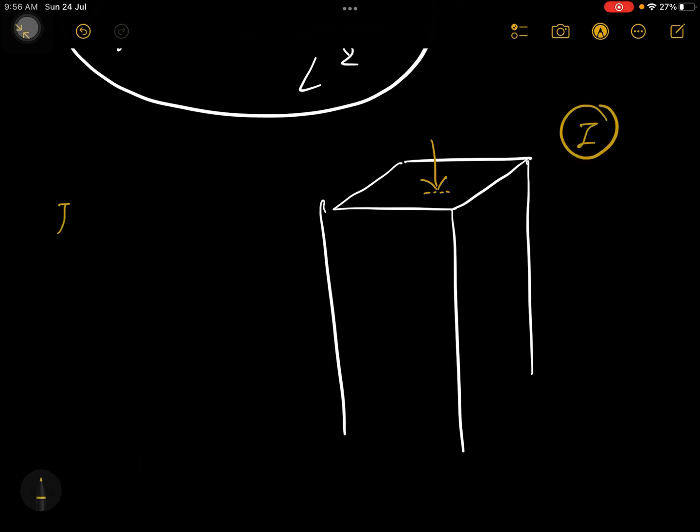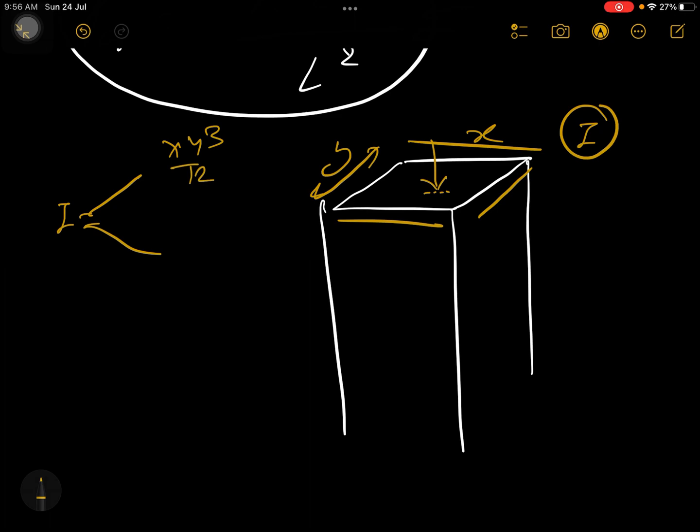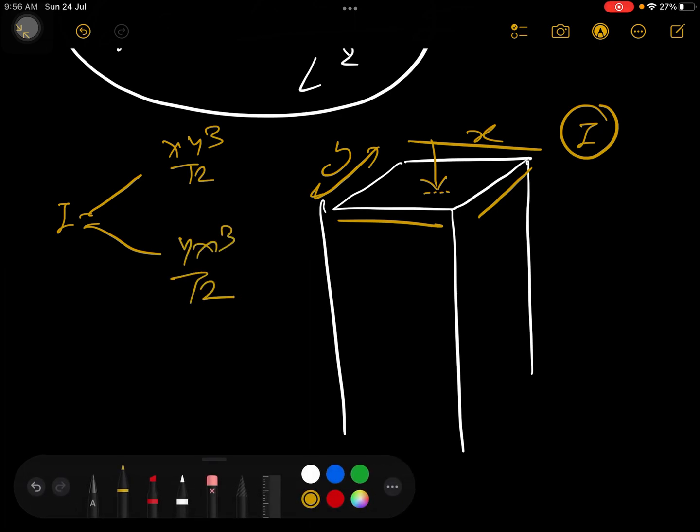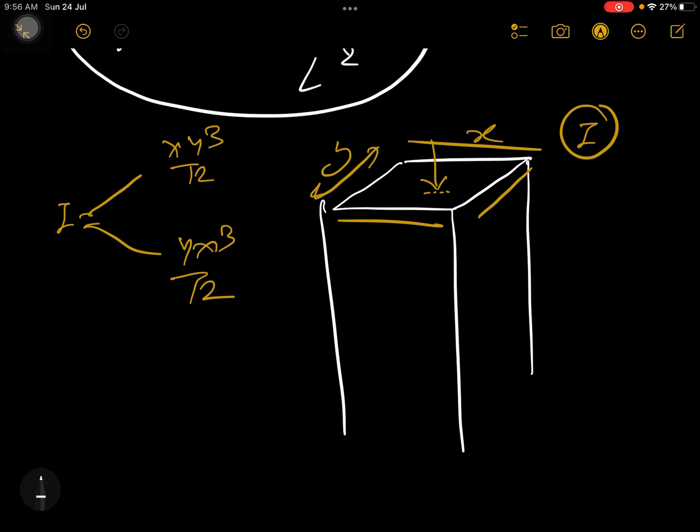So for this moment of inertia, you have two choices. Suppose this is your x dimension and this is your y. Actually you have two choices, either x y cube by 12 or y x cube by 12 will be your formula. In which direction moment of inertia is less, I mean about which axis moment of inertia is less, that formula we are going to use, that is responsible for buckling. Less moment of inertia is responsible for buckling. I will explain now.